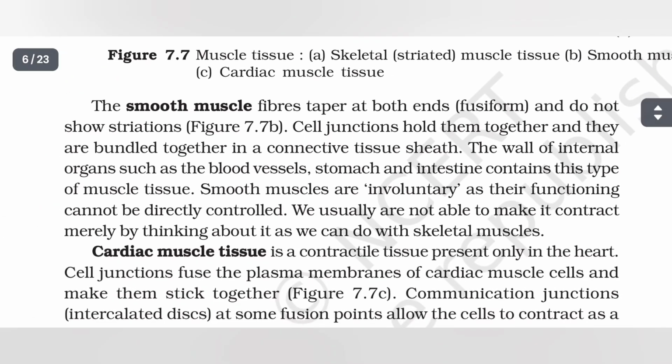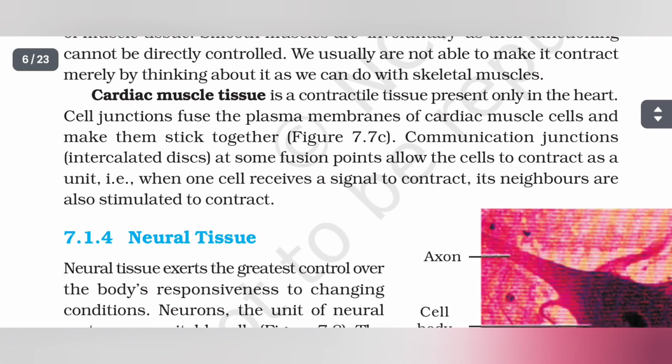The smooth muscle fibers taper at both ends (fusiform) and do not show striation. Cell junctions hold them together and they are bundled together in a connective tissue sheath. The walls of internal organs such as the blood vessels, stomach and intestine contain this type of muscle tissue. Smooth muscles are involuntary as their functioning cannot be directly controlled. We usually are not able to make them contract merely by thinking about it, as we can do with skeletal muscles. Cardiac muscle tissue is a contractile tissue present only in the heart.